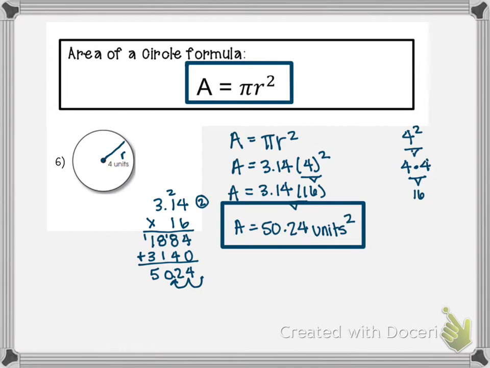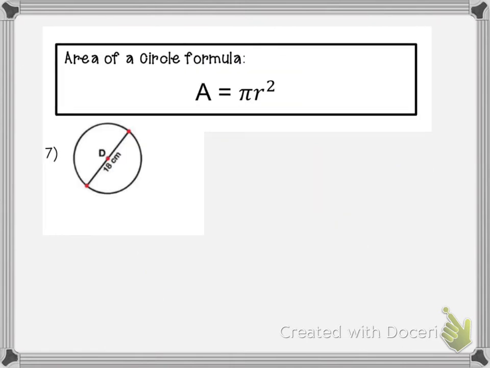Okay, let's try that again. Here we are given a circle whose line goes all the way from one side through the center to the other side. That means that this line is the diameter. If we notice in our formula, we want radius. Okay, so your radius is your diameter divided by 2. So if my diameter is 18, I'm going to divide 18 by 2, which gives me a radius of 9.